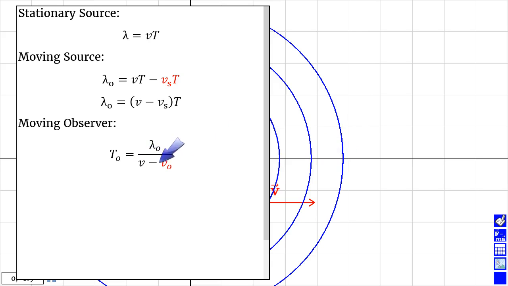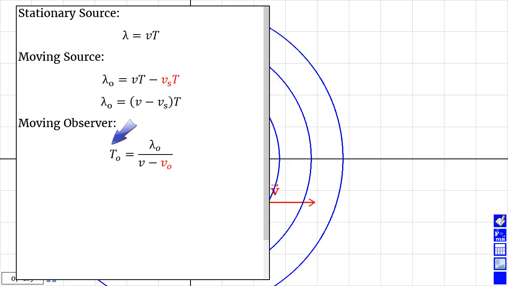However, if the observer is moving, the relevant speed is the difference between the wave speed and the observer's speed. As we just demonstrated with the example, if the observer is moving at close to the speed of the wave, say 0.9 of the wave speed, then the difference between v and V_O is going to be very, very small. And when we divide by that small speed, we're going to get a very long period.